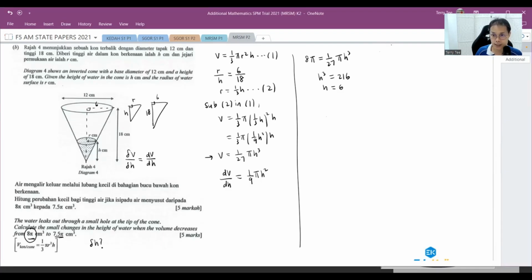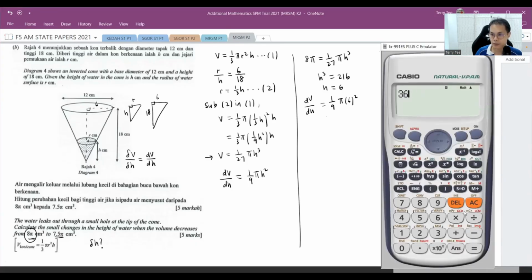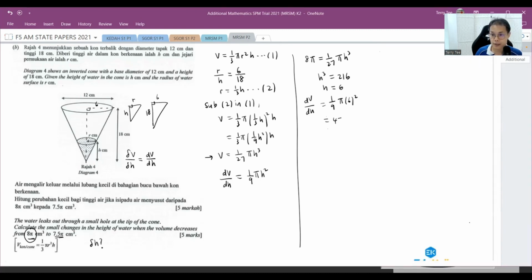Now that I know h is 6, we can sub inside here. dV/dh is 1 over 9 pi times 6 squared. 6 squared is 36. 36 divided by 9 is 4. So this will be 4 pi. I still need to do one more thing. In order to use this formula, I need delta V. So what is your delta V? In this case, they say it reduces from 8 pi to 7.5 pi. So we take the final 7.5 pi minus the initial 8 pi. The reduction is negative 0.5 pi.